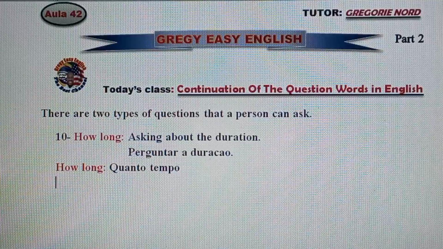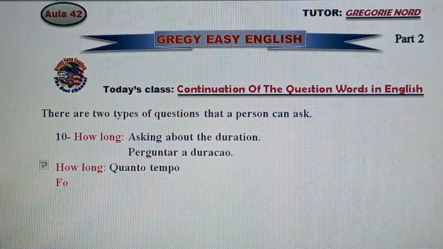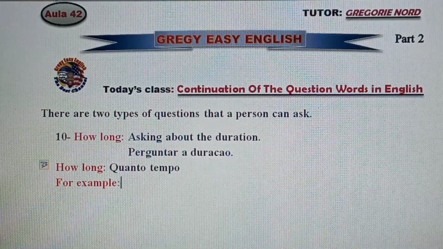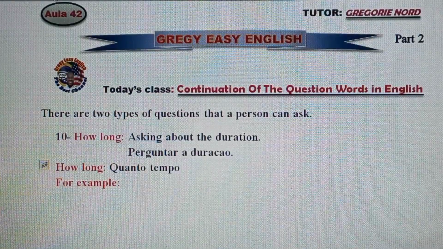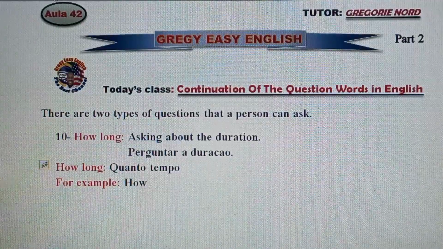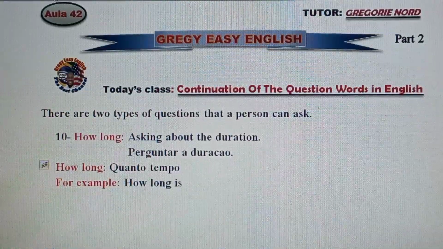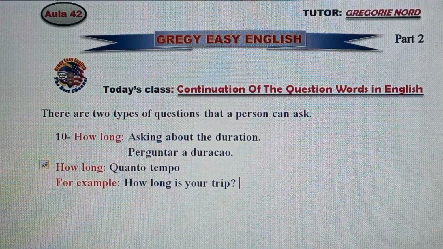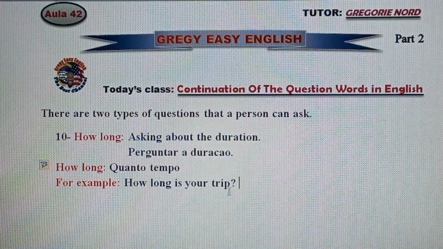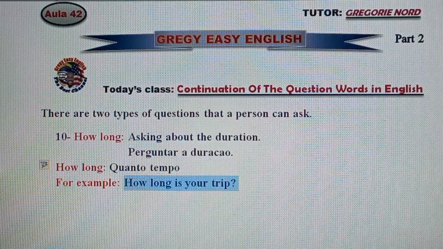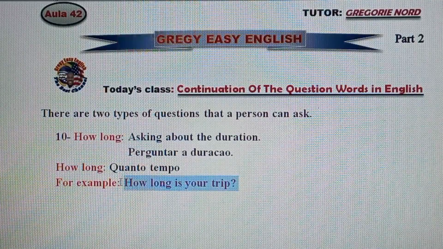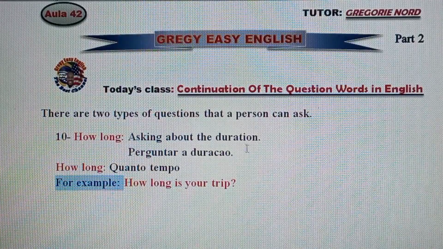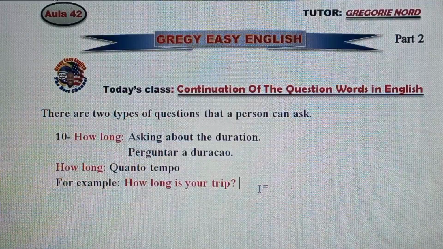The first example we have with how long is, let's say, how long is your trip? How long is your trip? This is our first example with how long. Okay, how long is your trip?